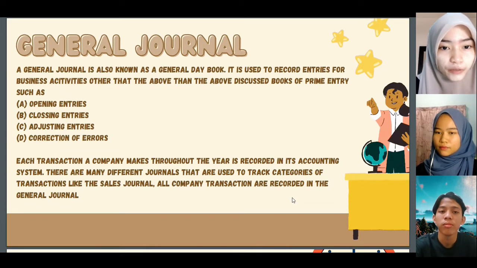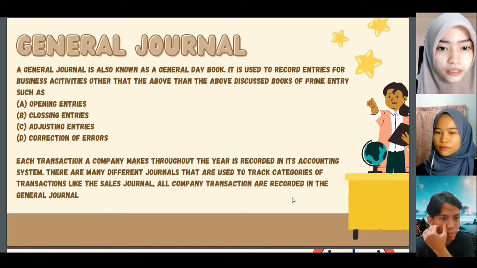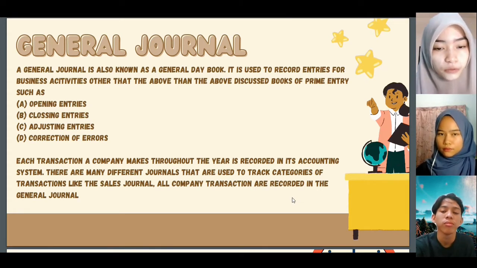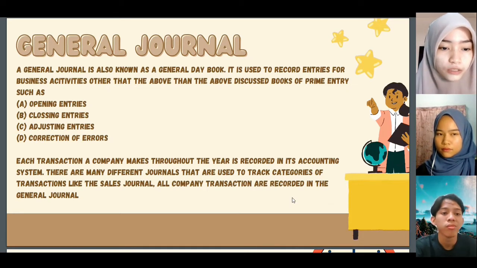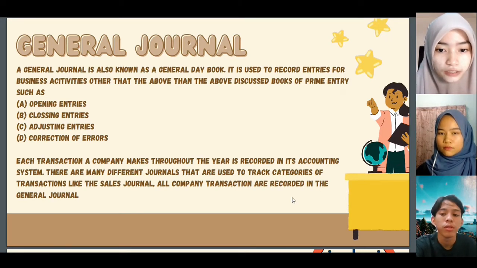So let me start my point with general journal. A general journal is known as a general daybook. It is used to record entries for business activities. We will use the general journal when we want to start a business. Other than that, the above discussed books of prime entries such as opening entries, closing entries, adjusting entries, correction of error. Each transaction a company makes throughout the year is recorded in its accounting system.